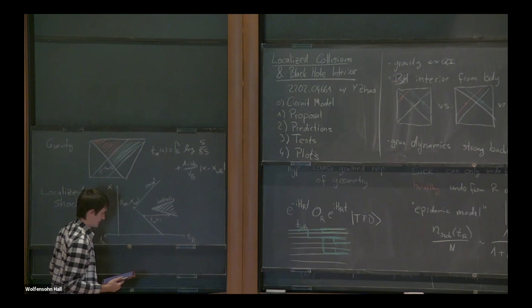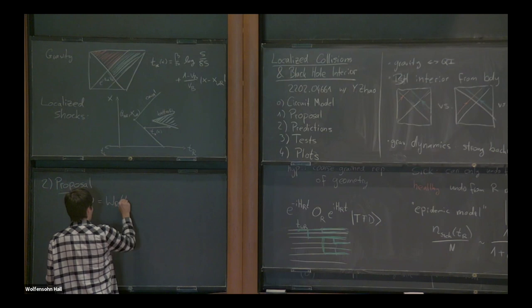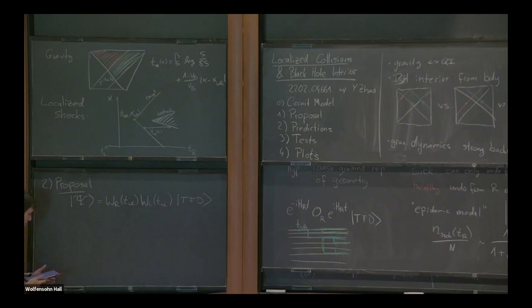So that's the model, and now we're gonna come back to the setup I described in the beginning. The proposal or the setup. So we're gonna consider two perturbations now. These pictures I drew in the beginning. So that's like considering a state that's constructed by acting with an operator on the left and an operator on the right on the TFT, and we want to characterize the collision of these two signals from the boundary point of view.